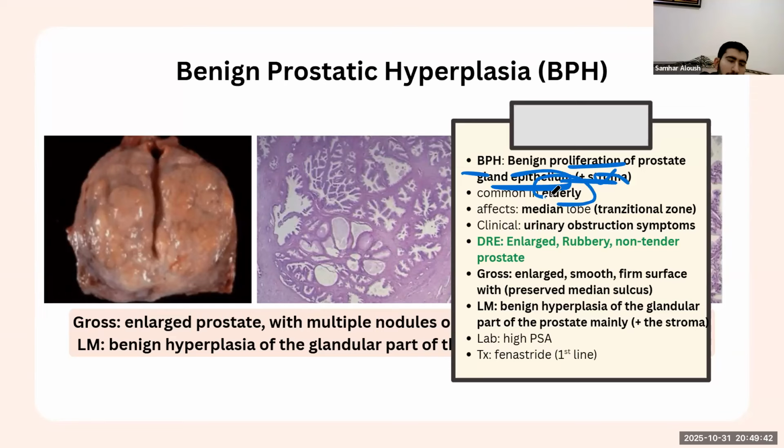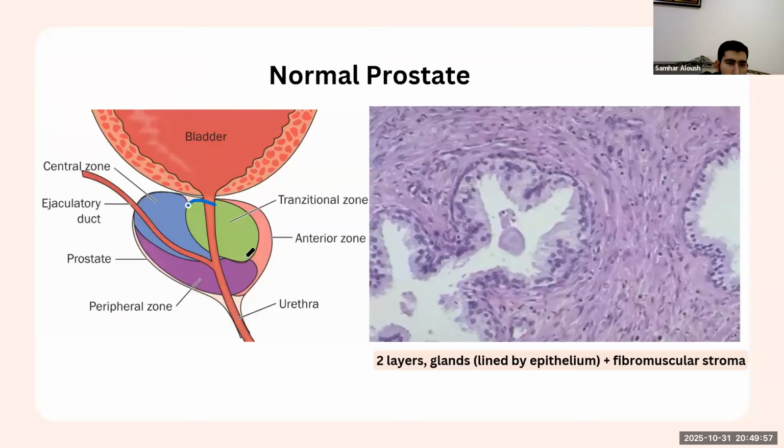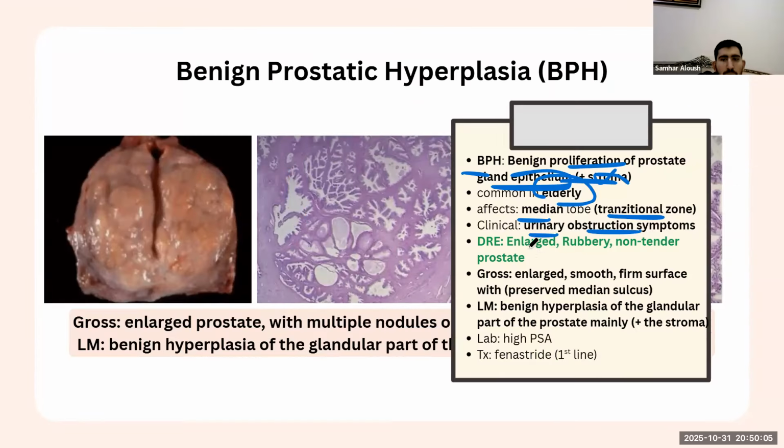It's common in the elderly. The typical case is someone aged 70, 60, 50 who suddenly develops urinary symptoms. It affects the median lobe, which is the transitional zone. Clinically it causes urinary obstruction, because as you can see here, the prostate transitional zone is affected. If it becomes very large it obstructs the urethra, so they develop urinary obstruction. On DRE it's an enlarged, rubbery, non-tender prostate. Now the prostate normally on DRE is rubbery.